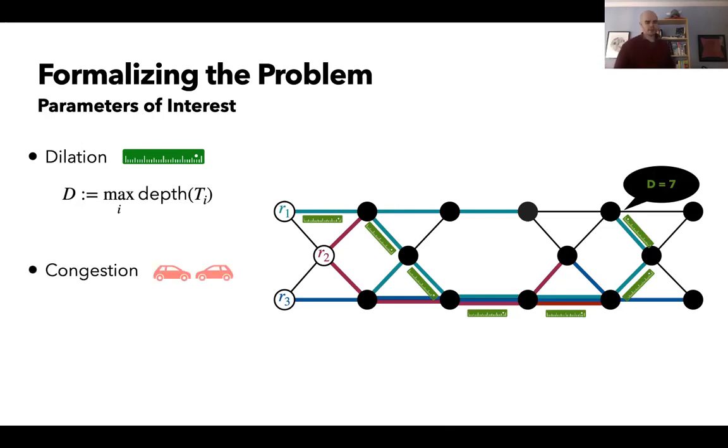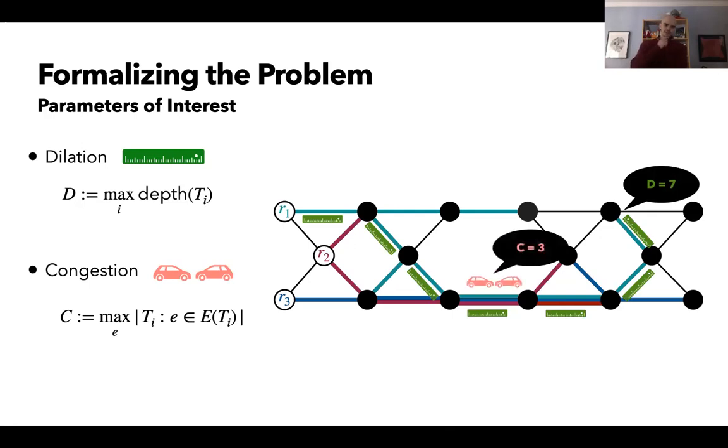The other parameter that people study is the so-called congestion. This is just the maximum over edges of the number of trees that edge participates in. In this example, the congestion would be 3 because this edge that I pointed out here has all 3 trees using it, and any edge is used by at most 3 trees in this example.